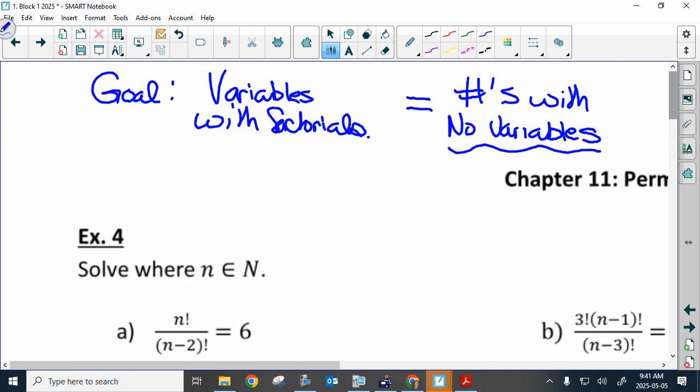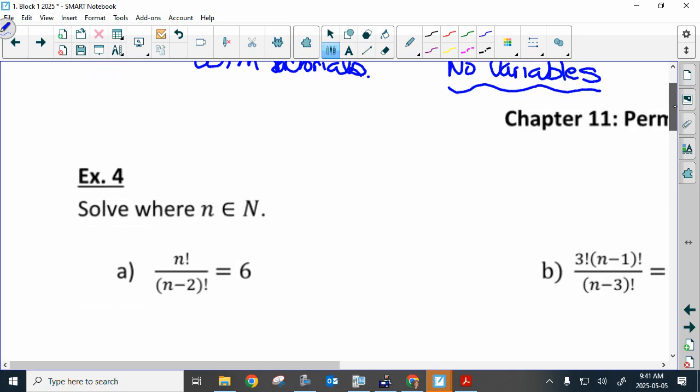So that's how you're going to start. You're always going to think, I want all variable factorials on the same side, and I want all numbers without variables on the other side, which is kind of standard when solving any equation anyway, right? We put variables on one side, we put non-variables on the other side, and then we'll see what we come up with. So when I look at this guy right here, this should be pretty standard.